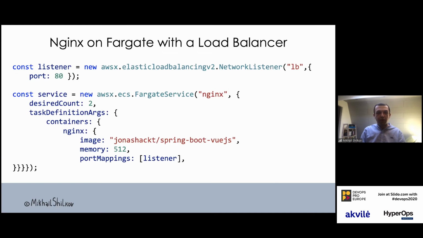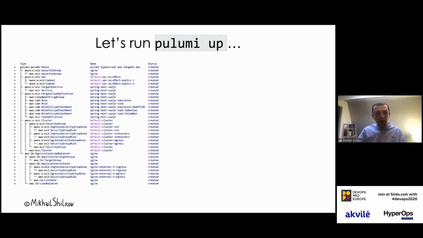You write 1 line of code or 2 lines of code for a load balancer, and then you say, I want a new Fargate service with desired count 2 and this container, please. And you wire them together by passing a listener to port mappings. And that's all you need to do to define the infrastructure for this basic use case. But when you run it, you will see all the resources that have to be created: security groups, subnets, services, policies, and so on and so forth. You will still see them, but you don't have to laboriously define them again and again every time you need a new Fargate service. So that's the productivity boost that you can get by using general purpose programming languages and components.